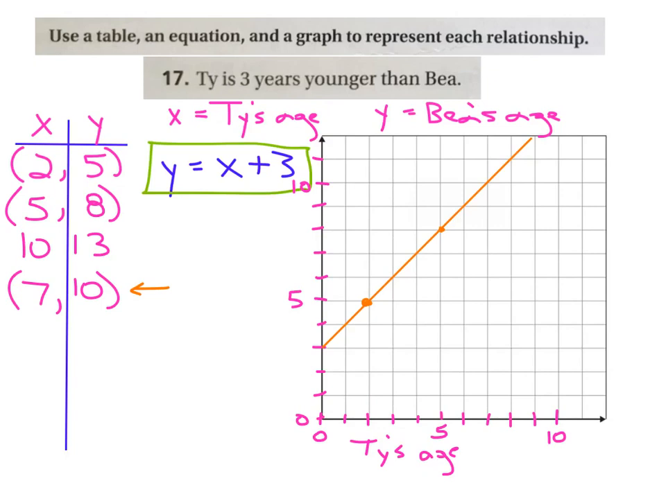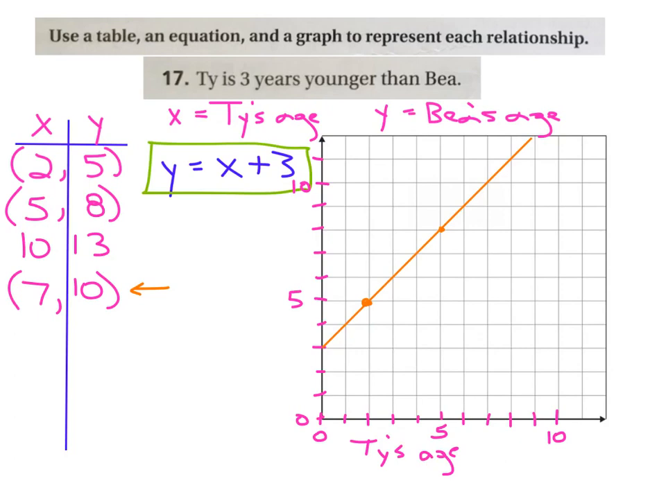Okay, so there's a million different ages that you could be looking at. You could say, what if Ty was 1/2? Then Bea would be 3.5. What if he was 1 3/4? Well, she would be 4 3/4, etc. And you can pick any particular age for Ty, follow it up, and then say, what would that make Bea?